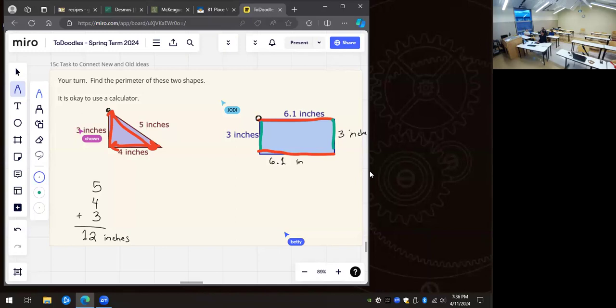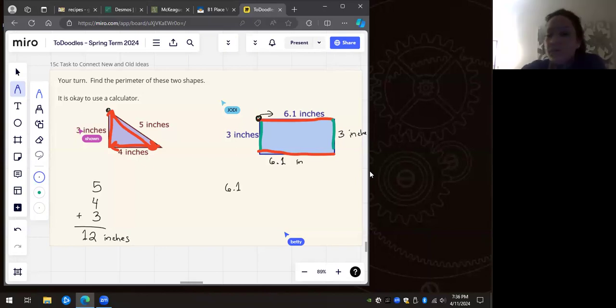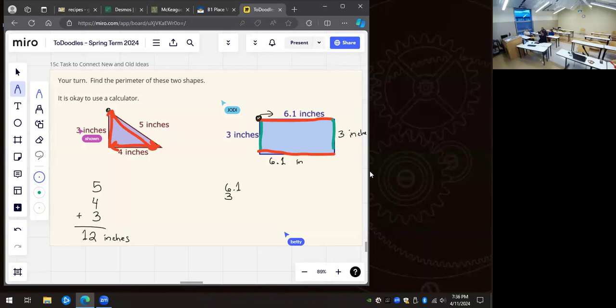Okay, I'm going to pick this corner. Go ahead. And then I'm going to go that way. So we have a 6.1. And then we're going down the right side, so that's a 3. Then we're coming back across the bottom, so that's a 6.1. And now we're going up and we're adding 3.